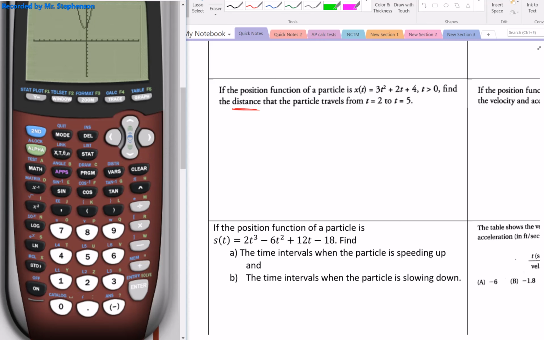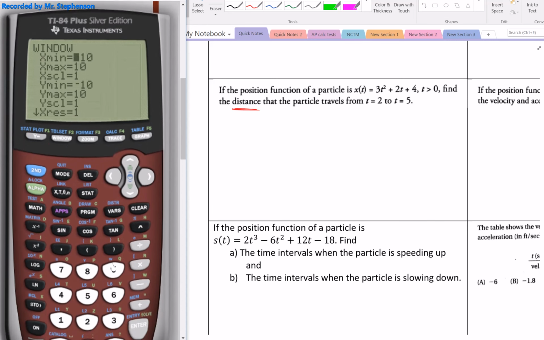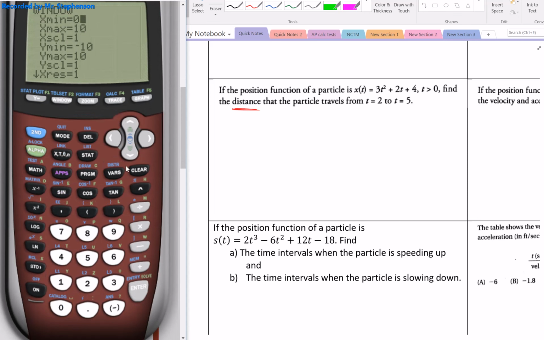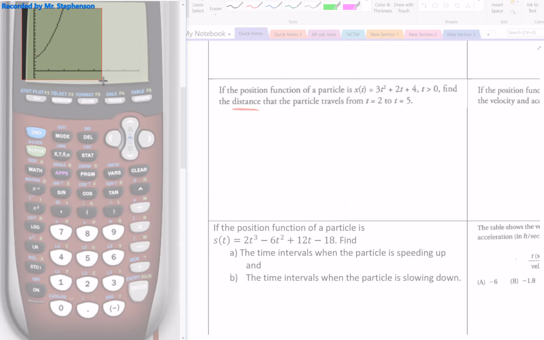So let's look at something real quick, right? Let's look at our graph. Let's change our window. We don't need to see all the way over there, so let's make that 0 to maybe like 7. And y, again, we don't need to go that low. Let's change this to like 20 and graph that. So here's my graph. Go ahead and just screen clip this so I can draw on it.